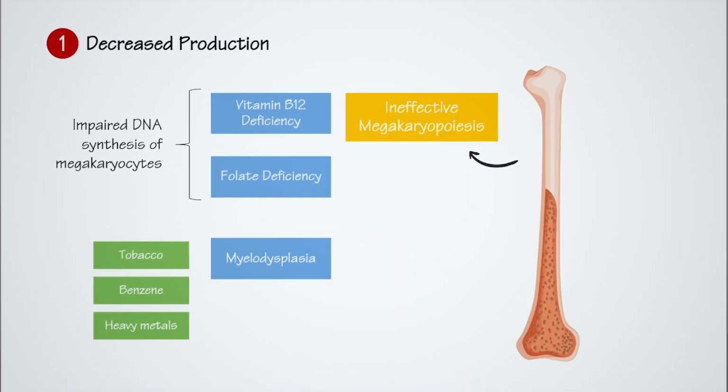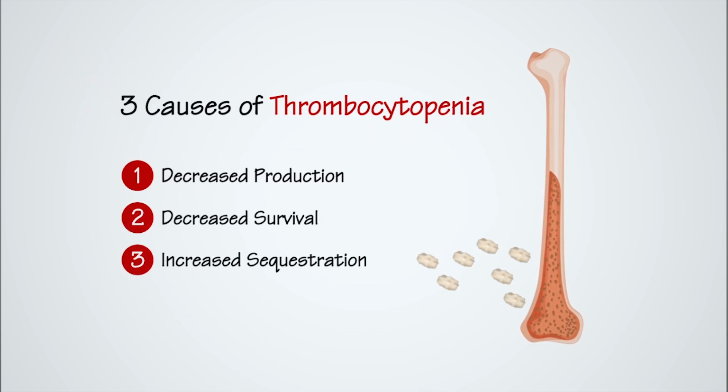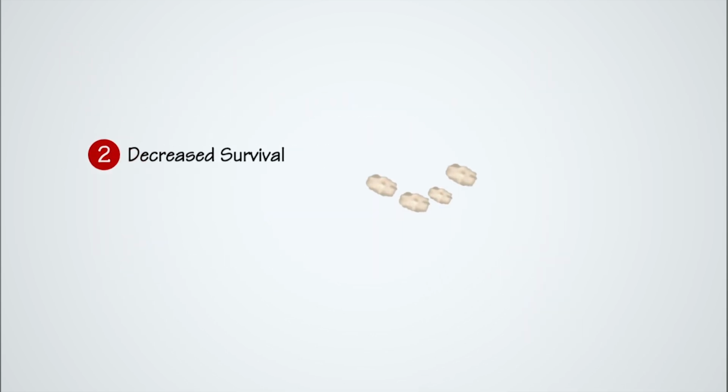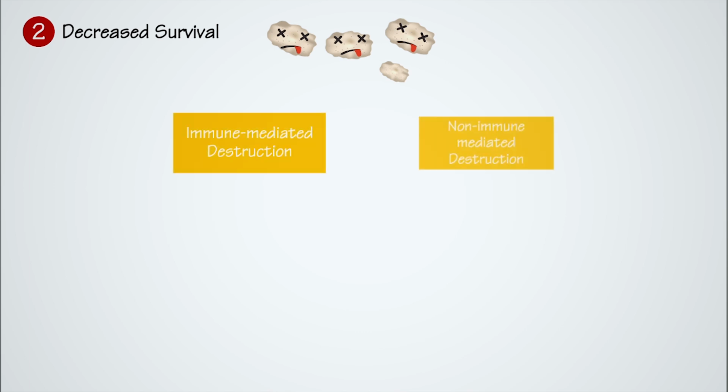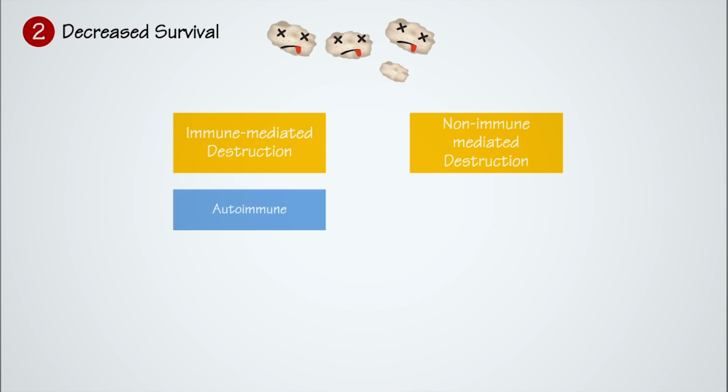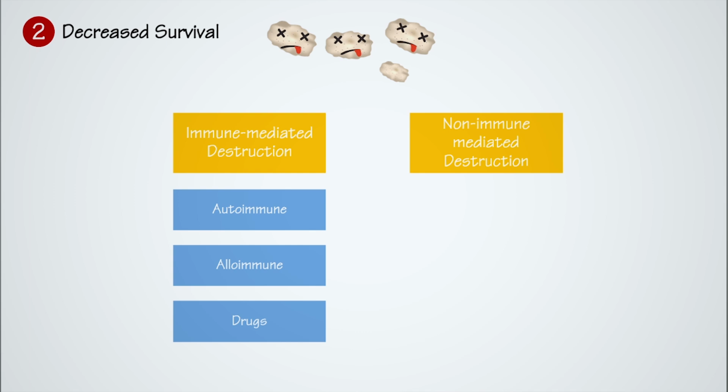The second cause of low platelet count is increased platelet destruction or the decreased survival of the platelets. Now, this destruction can either be immune-mediated destruction or non-immune-mediated destruction. In immune-mediated destruction, we either have certain autoimmune diseases, we even have alloimmunity, and even certain drugs can cause thrombocytopenia like quinine and rifampicin.